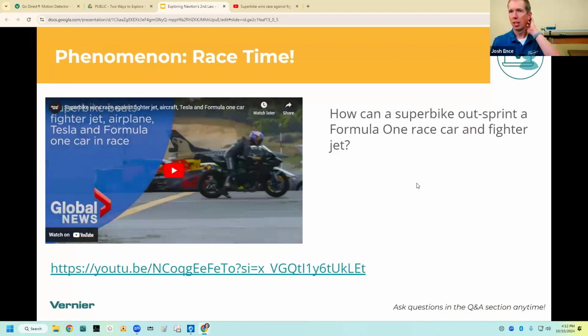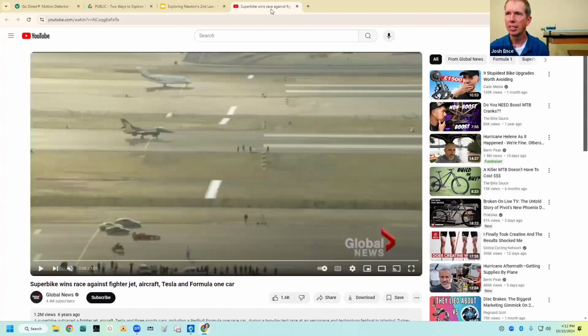So first, I just found this on YouTube. I used a version of this when I was teaching in the classroom. It was a different one, but this one has much higher resolution. Essentially, it's a race between a number of vehicles. You can see the first frame in the video here. This is the super bike, a very powerful bullet bike motorcycle. This is a Formula One race car, a variety of high performance cars. And then you can see there's a fighter jet here. And on the other runway, there's also a kind of private jet.